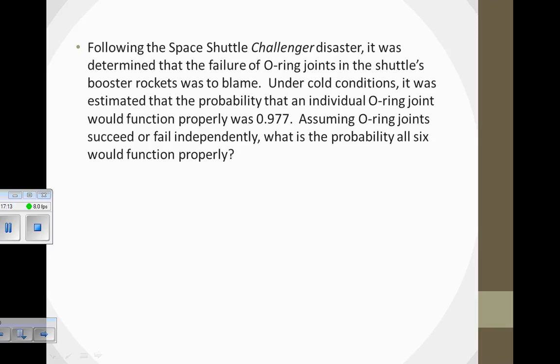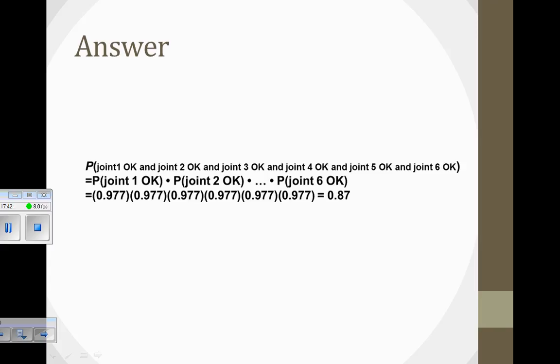So following the Space Shuttle Challenger disaster, it was determined that the failure of O-ring joints in the shuttle's booster rocket was to blame. Under cold conditions, it was estimated that the probability that an individual O-ring joint would function properly was 0.977. Assuming O-ring joints succeeded or failed independently, what's the probability that all 6 would function properly? So all 6 functioning properly would be properly times properly times properly times properly times properly times properly. So all 6 being proper, you just multiply across and you'd get 0.87.